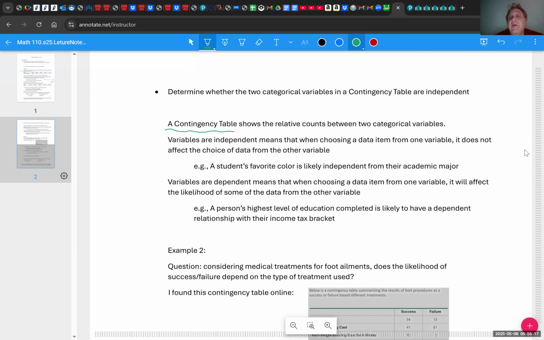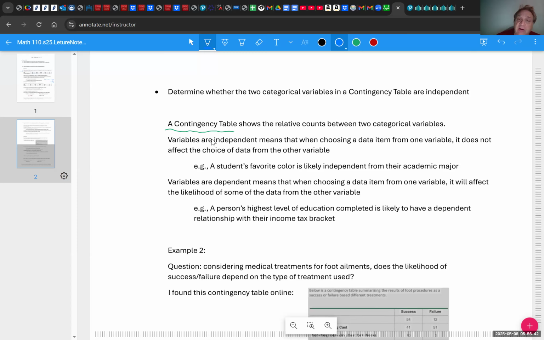A contingency table is sometimes called a two-way table because you have a horizontal and a vertical. The horizontal is one of the categorical variables, and the vertical is the other. And every cell where they intersect is going to be a count for what they have in common. I also have a reminder of what independent and dependent means.